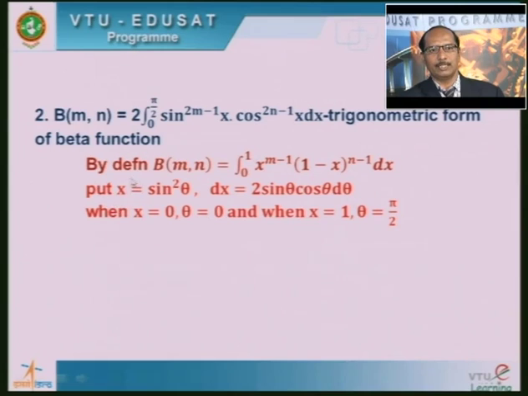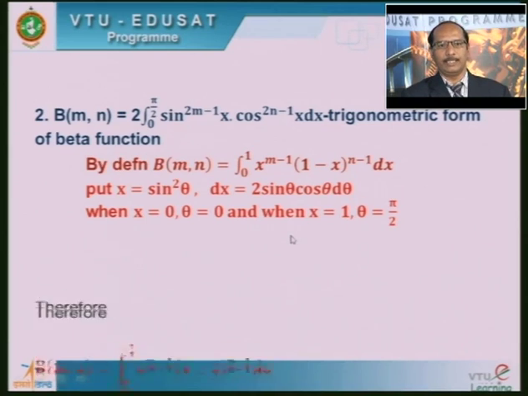you substitute x equal to 1, sin square theta is equal to 1 and sin theta is equal to 1. So, when sin theta is 1, theta is equal to 90. Sin 90 is 1, that is why theta is 90. So, we have changed the limits of integration from 0 to 1 to 0 to 90.